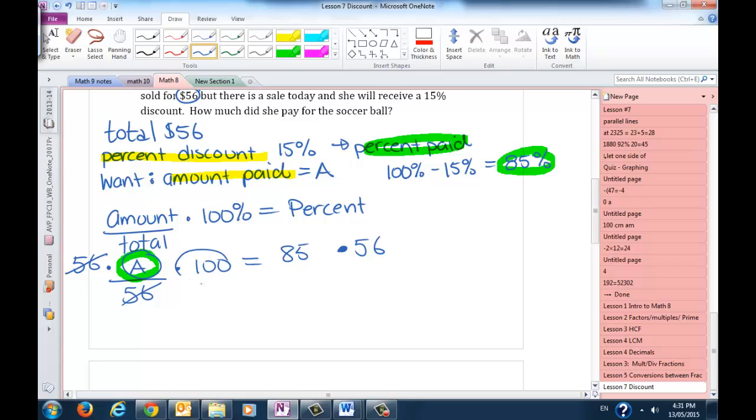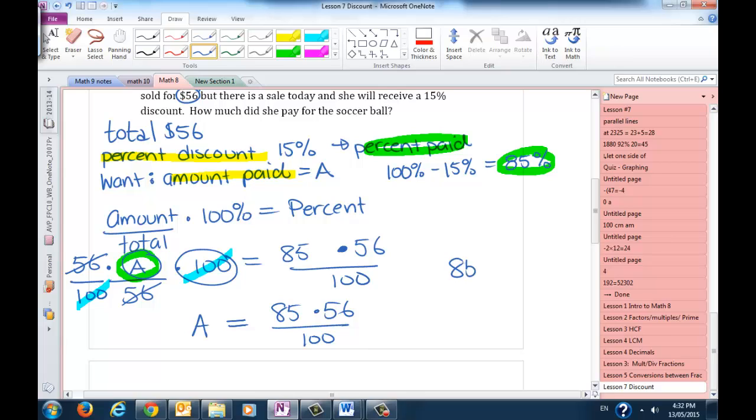Now, I also need to get rid of this 100. So if I divide both sides by 100, then I can cross divide these two, and they simplify to 1. On the left-hand side, all I'm left with is A. On the right-hand side, I have 85 multiplied by 56 over 100. Now my suggestion is to multiply the top first. I can't simplify anything really nicely, but dividing by 100 just moves the decimal places over.